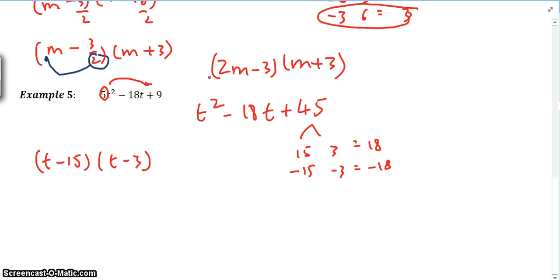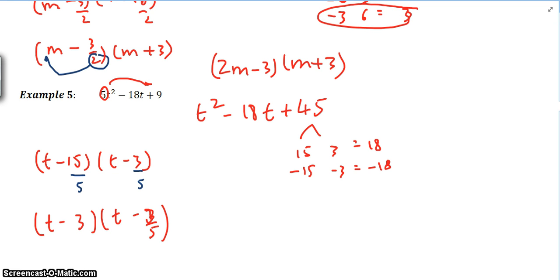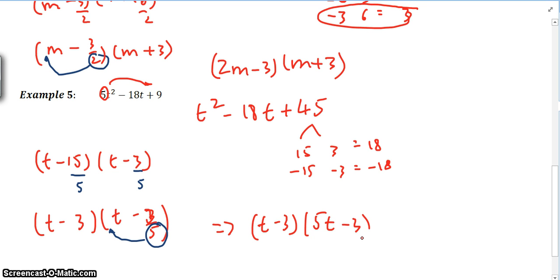But we're not done there yet, because we need to take the coefficient of the original t squared term, and we divide that by here, and we divide that by here. And so if we simplify, what we get is t minus 3 in brackets and t minus 3 on 5. But we're not done yet, because we need to drag the denominator to the front, and what we end up getting is t minus 3 and 5t minus 3.